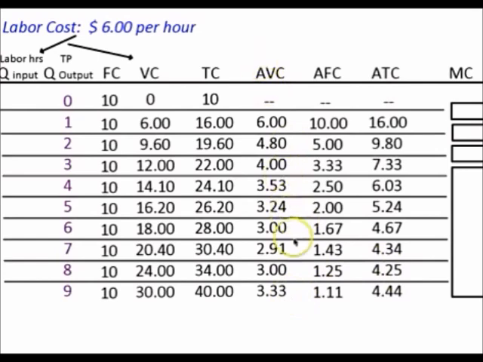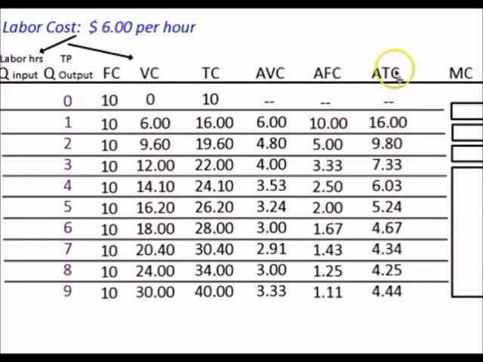Average variable cost hits its low point at a quantity of 7. Average total cost hits its low point at a quantity of 8. They're a little bit offset, and that's because the average fixed cost is a part of the equation as well. We'll explore these connections a little bit more later.